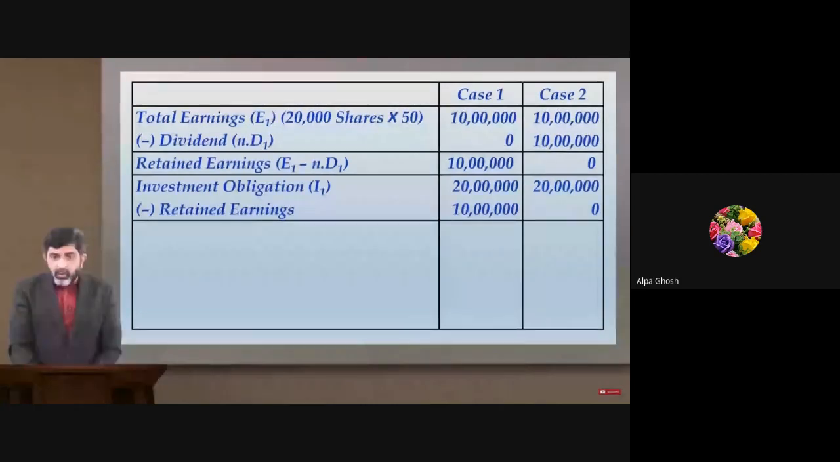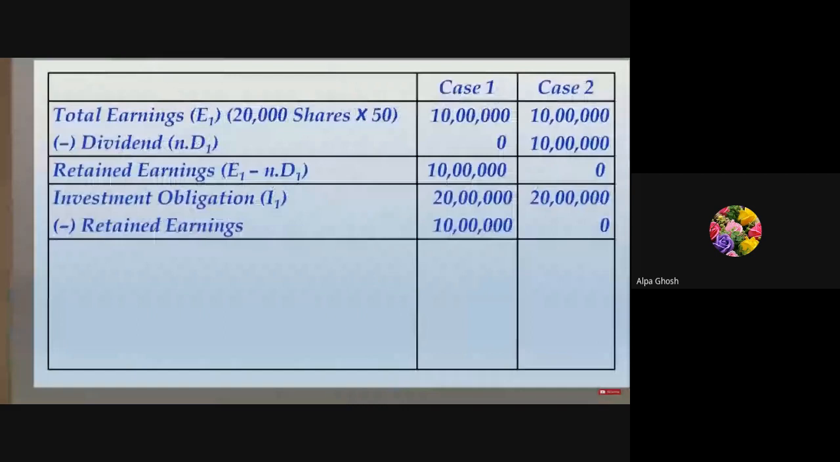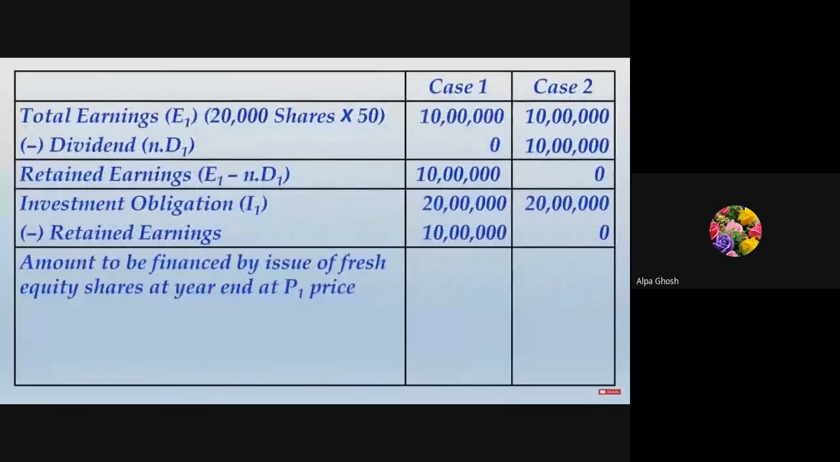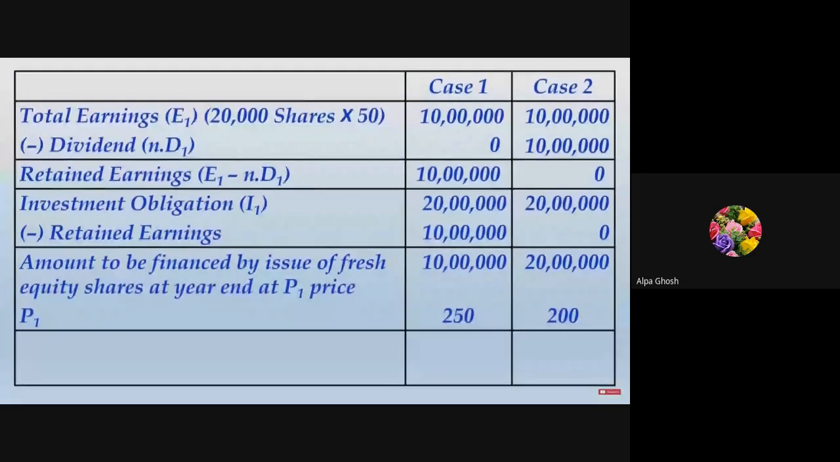Now how to take it ahead, please try to again carefully understand. The amount to be financed by issue of fresh equity shares at year end at P1 price: in case 1, what we need to arrange is only 10 lakhs. In case 2, it will be 20 lakhs. In both cases we will be issuing new shares for this shortfall, and the issue price P1 will be different in case 1 and case 2. Fortunately, we have already found that price in the previous working as 250 and 200.